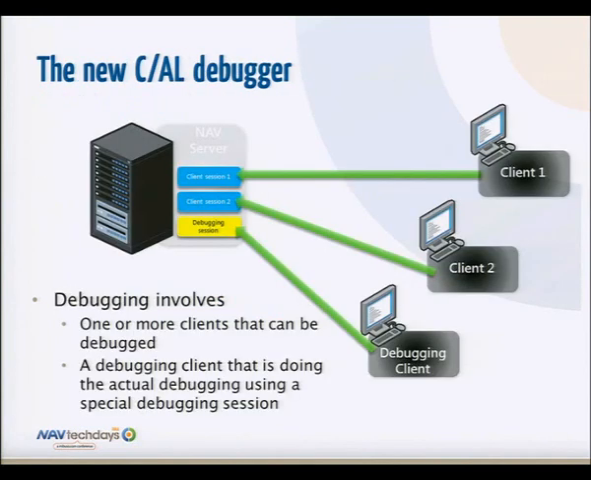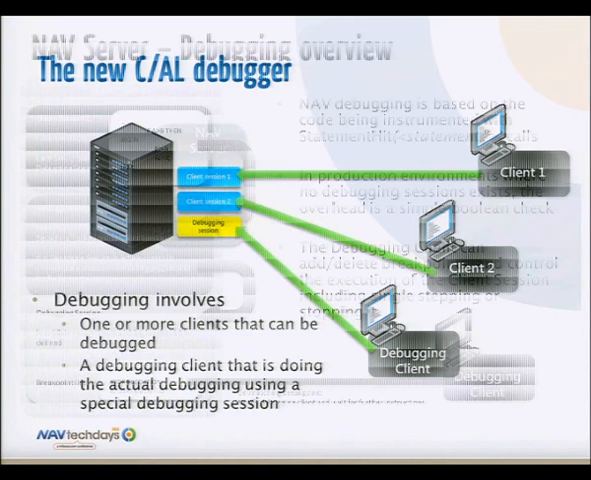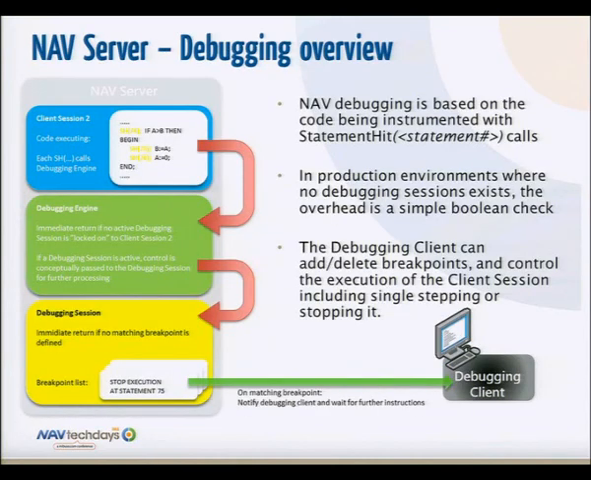Then we showed the debugger, and I'll go a little bit into what is actually happening when you are debugging. You have any number of normal client sessions that are running. You can also have these background sessions that Thomas talked about in the keynote. And then you create a specific debugging session for which you attach a debugging client. And it's through working across these sessions that the debugger does its magic, if you will.